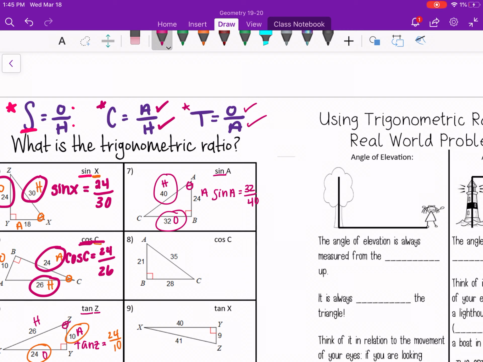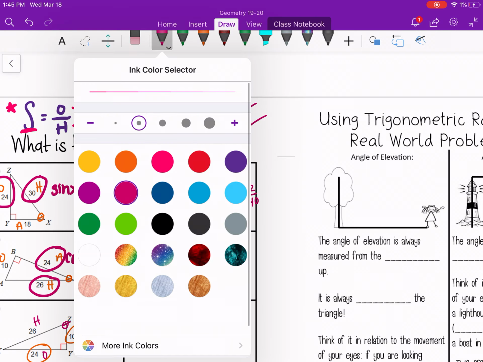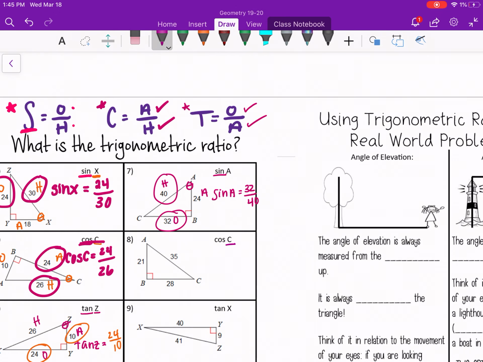So it's important. Remember, you want to have all 3 things. If you're doing this problem and your answer to this was just 32 over 40, I need to see the whole thing. So I need to see sine of A equals 32 over 40, not just the fraction. The trig ratio involves having the trig function in there too. Change the color up. I got C, hypotenuse, opposite, adjacent. Cosine needs A and H. Copy down the question, 28 over 35.